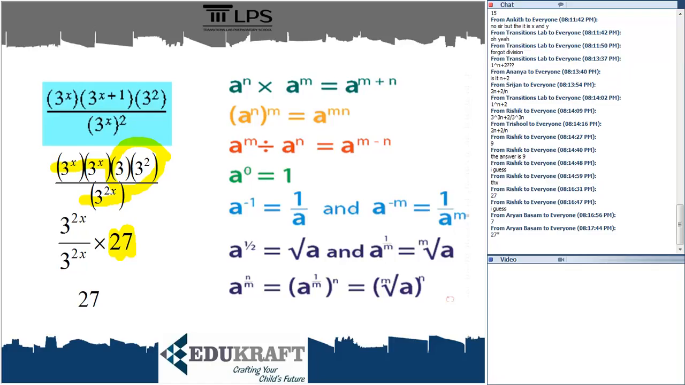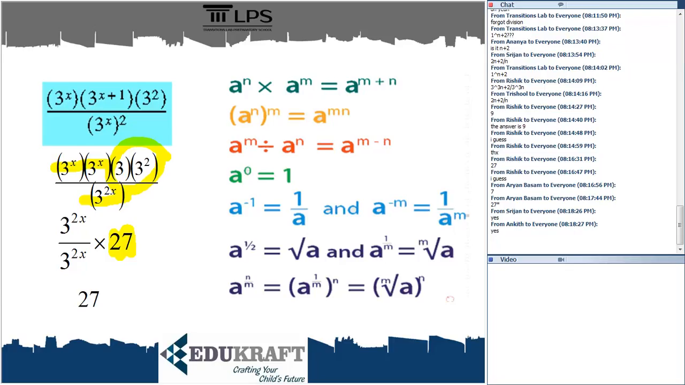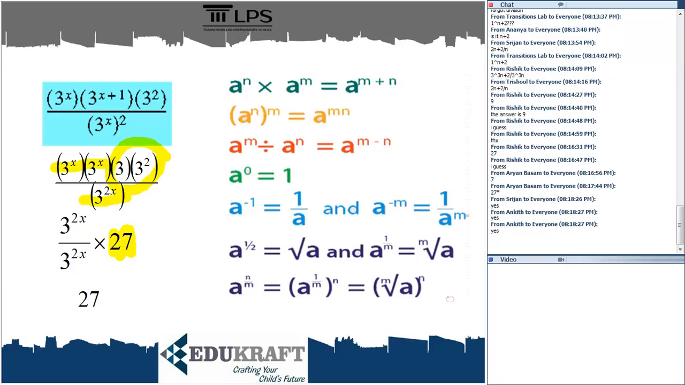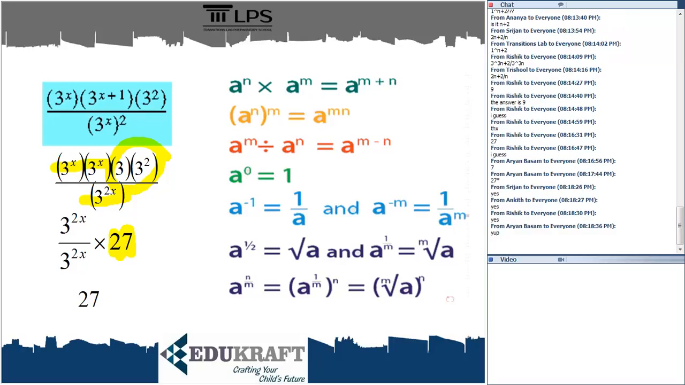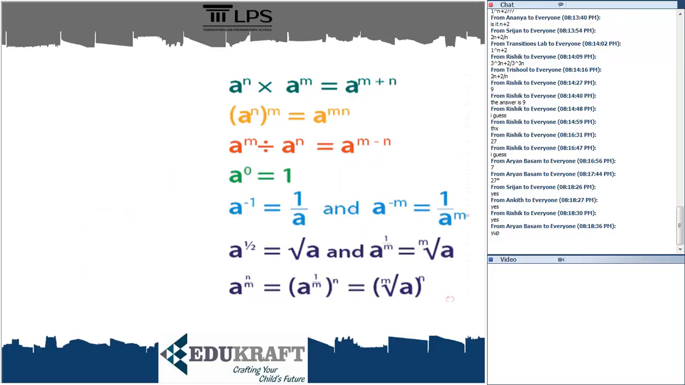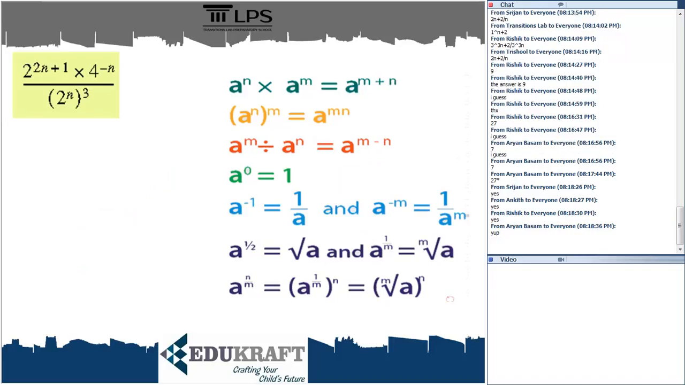Is everyone else also getting the answer? Is everyone following the explanation? Good. Let's look at another question. The formulas are appearing on the right hand side, and this is the question. Let us see who answers this question correctly and first.